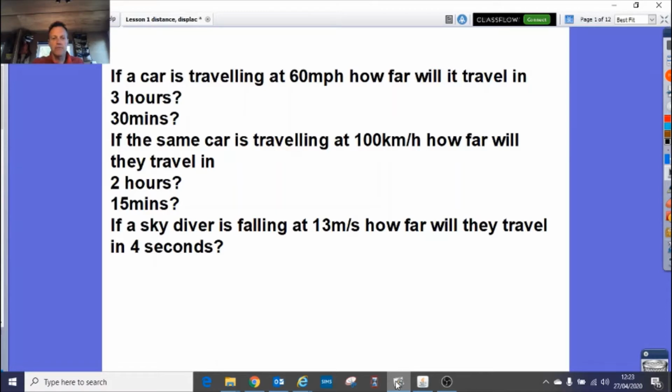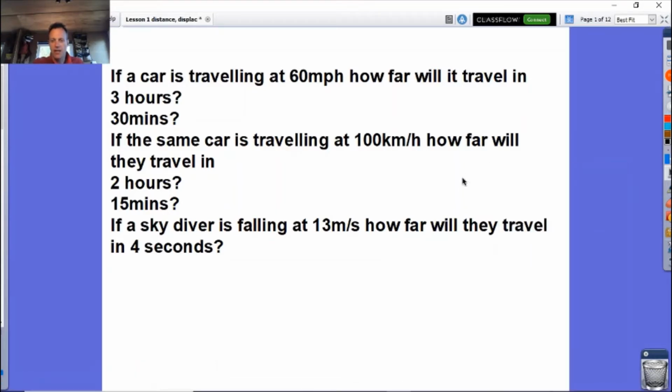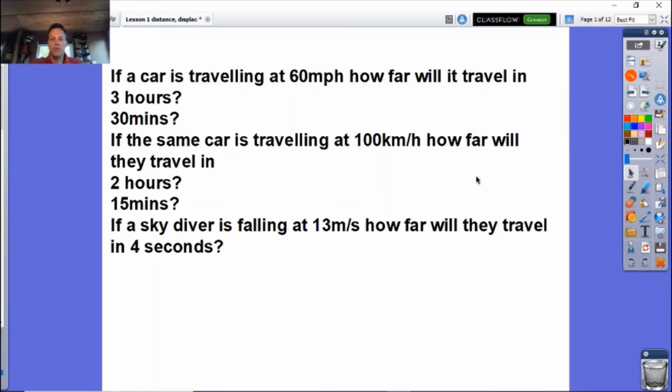Like I've done before, I've got a little starter for you, so have a look at the screen. Pause the video now and get a piece of paper out and see if you can answer them. It's something you should have done way back in Year 7, 8 or 9. So pause the video so you can work them out. Okay, now you pause the video and start it again.